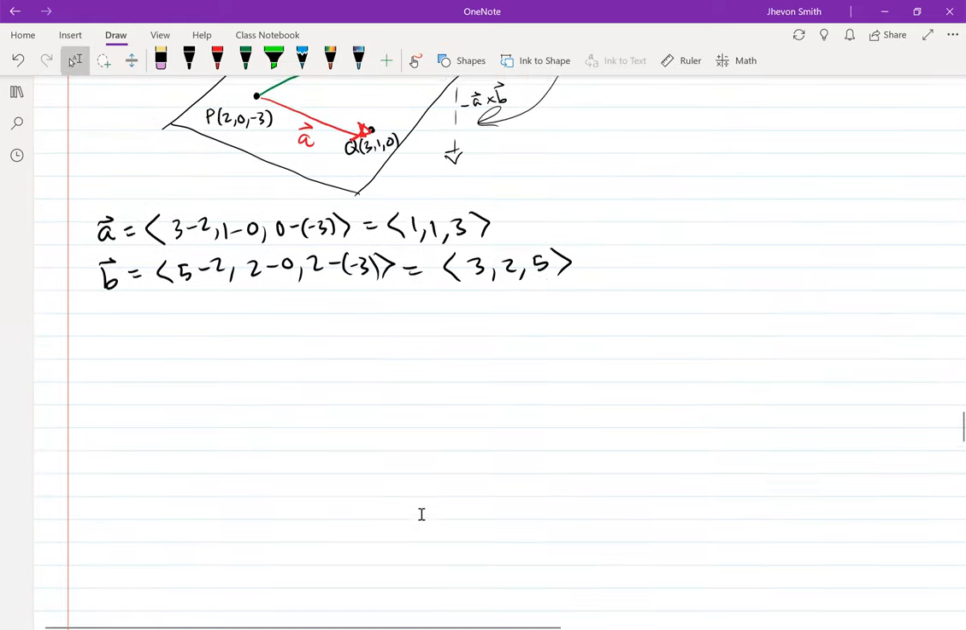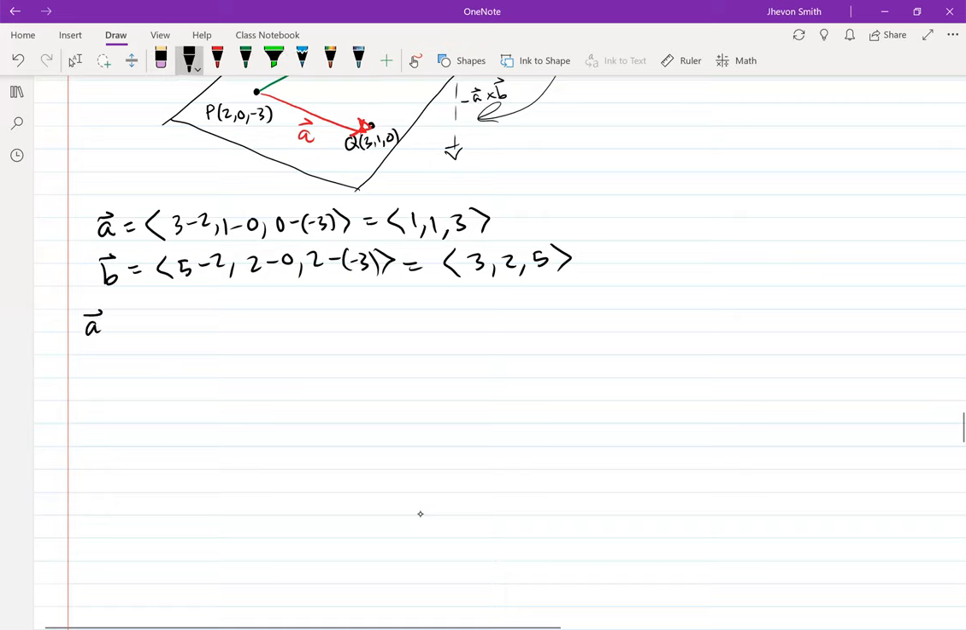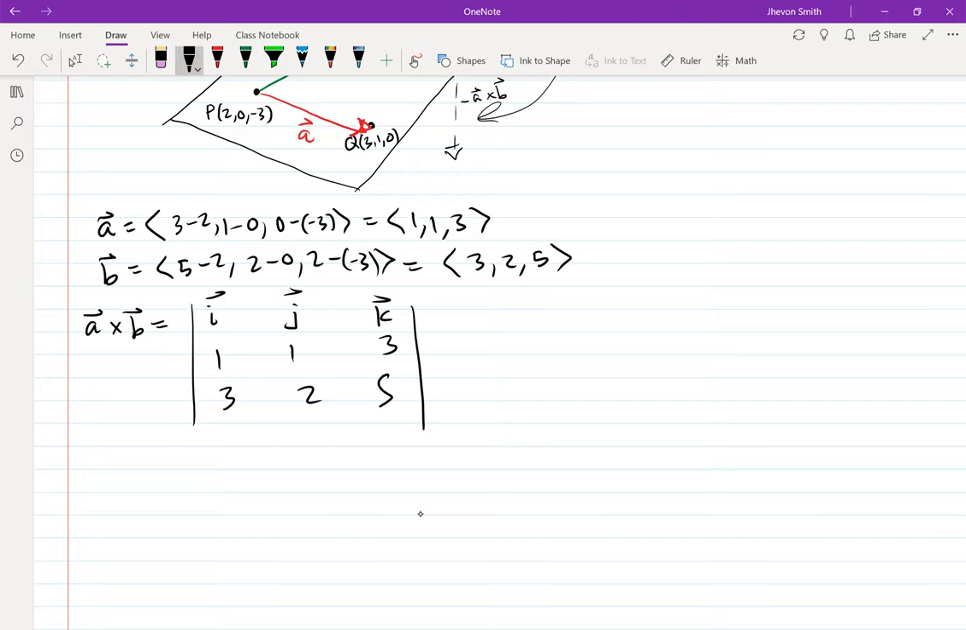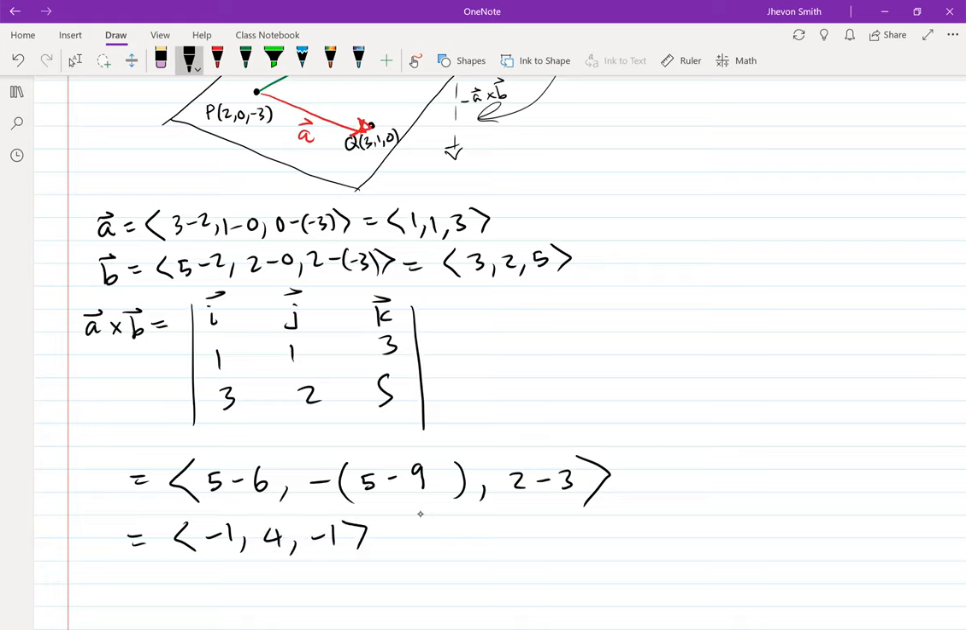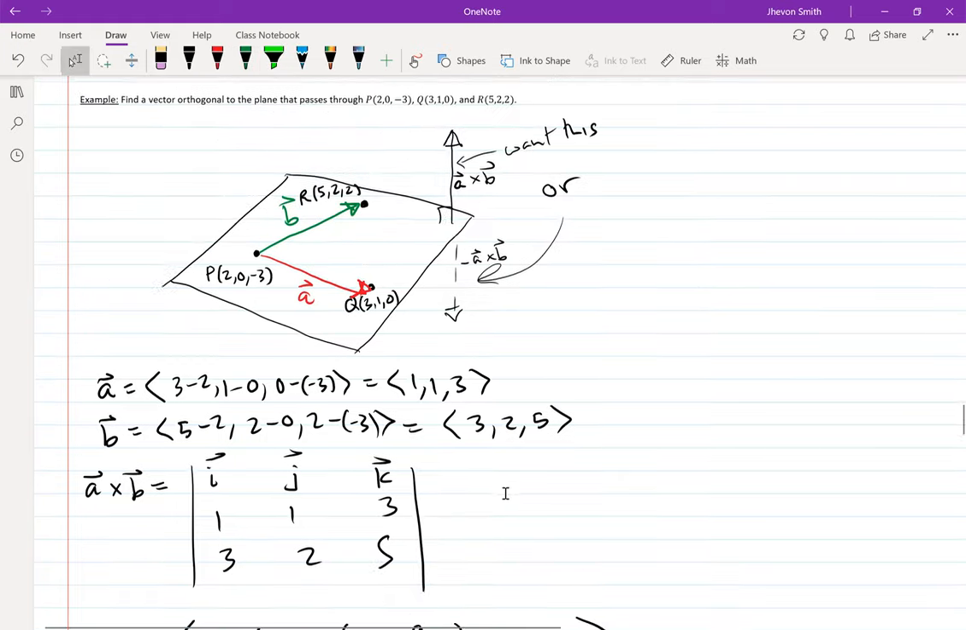So now if I want a vector, I'm just going to do A cross B. That is going to be I, J, K; 1, 1, 3; 3, 2, 5. This is going to be, in the I, block out everyone in that row and column: 1 times 5 minus 3 times 2, minus, block out everyone in the J column and row, we have 1 times 5 minus 3 times 3, plus K, block out everyone in his row and his column, I would have 1 times 2 minus 3 times 1. So this is -1, this would be +4, this would be -1. And that's our guy. This is the guy we want. In fact, he's the guy that was pointing up in the picture over here.